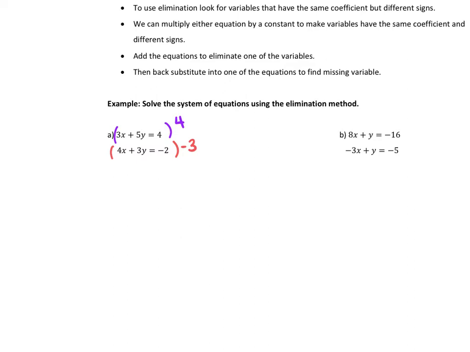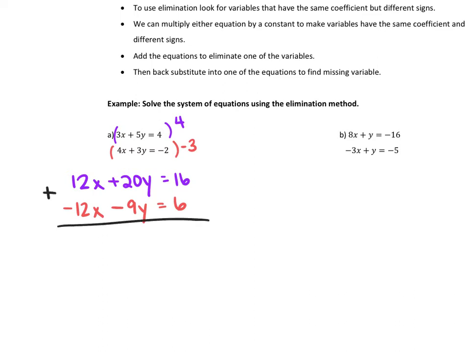So I multiply this one by -3 to make it a -12. I'm going to multiply everything in the top equation by 4. So I get 12x plus 20y is equal to 16. And then -12x minus 9y equals a positive 6. By doing that, it made these have matching opposite coefficients. And so now I'm going to add these equations up.